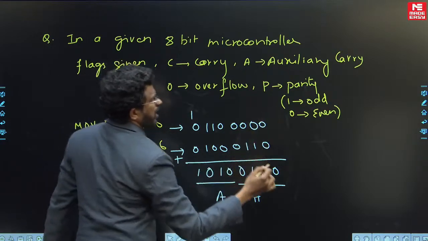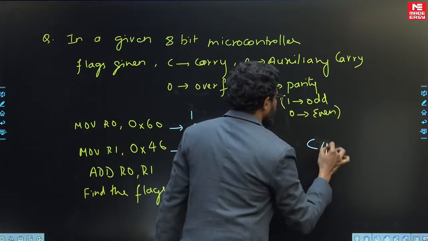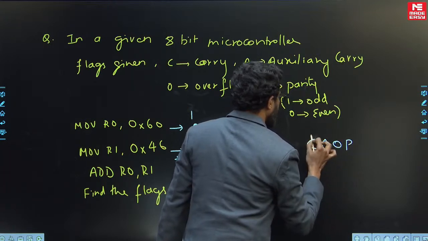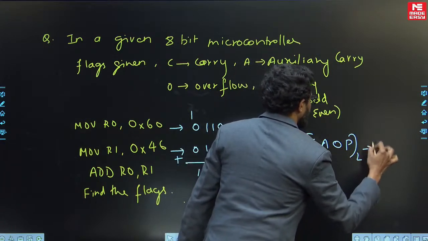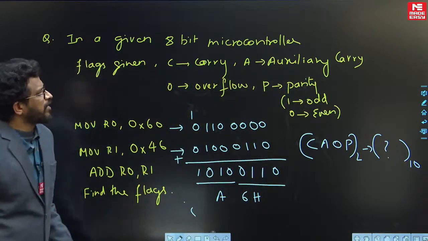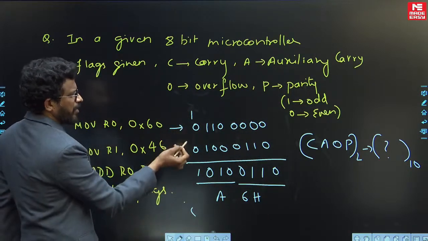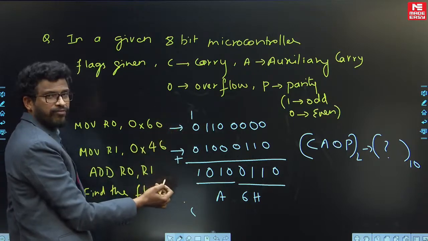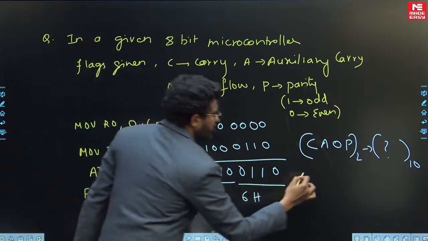So what is the status of carry flag? So he's asking what is the status of CAOP. This is the binary value. What is this value equivalent in the decimal? That is a question asked. Very simple. So now look at this. What is the carry flag? It is an 8 bit data. There is no carry out of 8th bit. Therefore carry flag is 0.